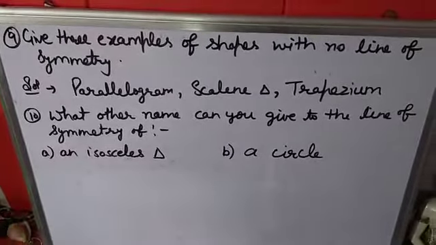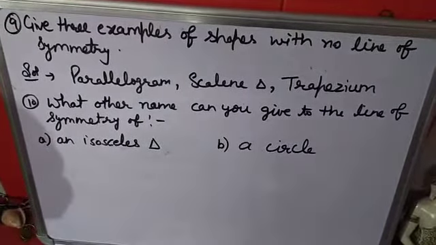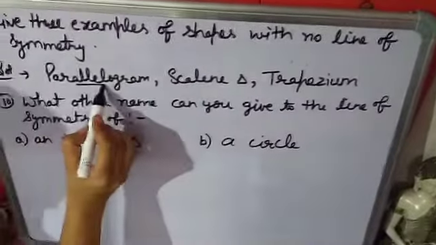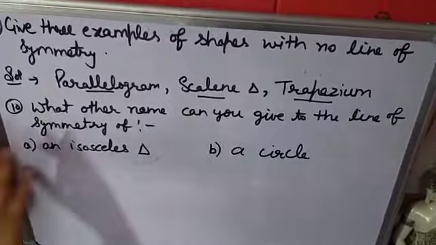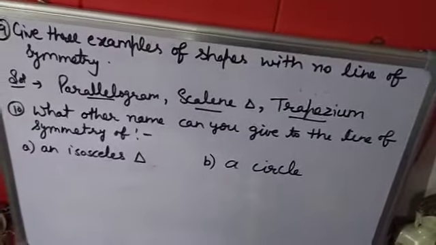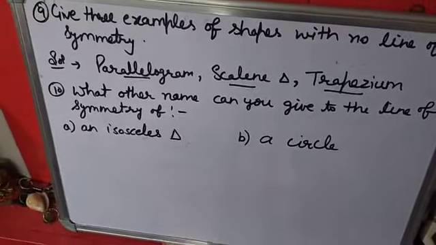Ninth question, give 3 examples of shapes with no line of symmetry. Okay, in which there is not even one symmetry line. That is parallelogram, scalene triangle and trapezium. Okay, all sides are different of these 3 figures, so those have no line of symmetry.